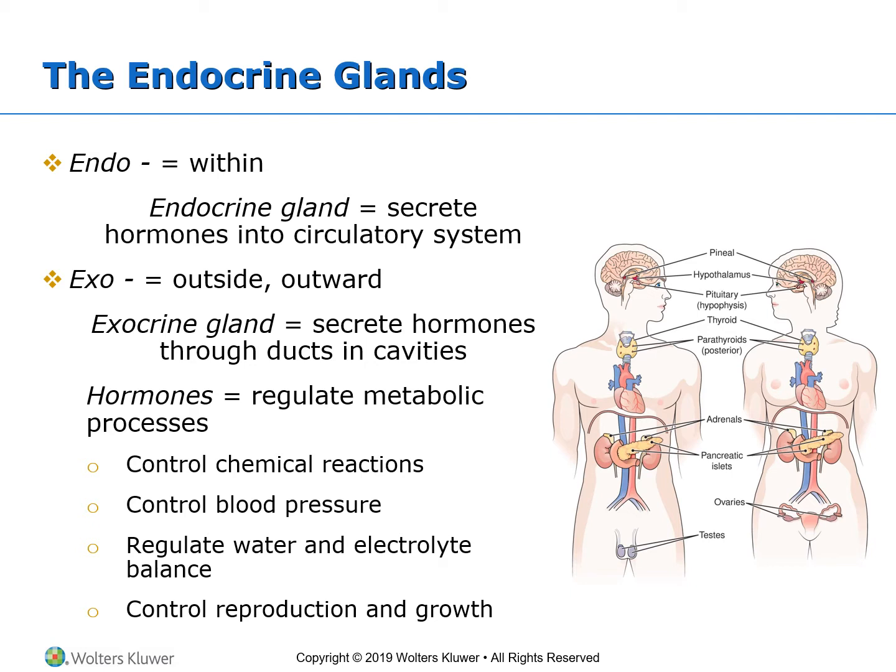The products of the endocrine glands are called hormones, and those are chemical substances that their main function in our body is to regulate metabolic processes. They will control chemical reactions. They are part of the control system for maintaining the blood pressure. They will regulate water and electrolyte balance, and they will control reproduction and growth.